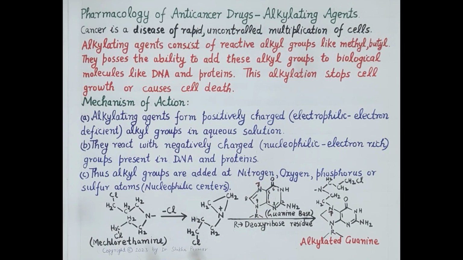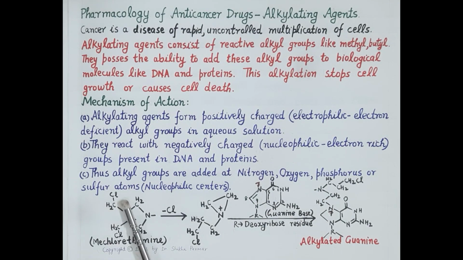So, this is how mechlorethamine alkylates the guanine nucleobase in the DNA structure. So, this is the alkylated guanine. Now, this alkylation of guanine stops DNA replication and it further stops cell division. Now, here it is important to understand that alkyl groups are added at nucleophilic centers, that is atoms that are electron rich like nitrogen, then oxygen, phosphorus or sulfur atoms.